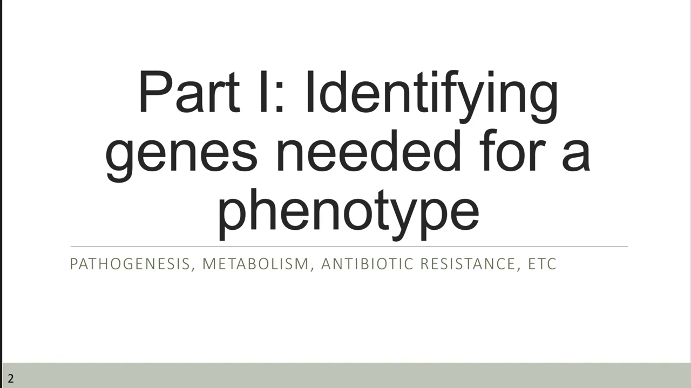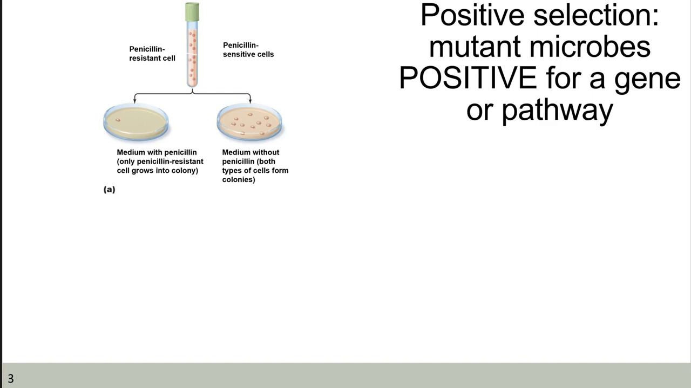So we're going to break this into two parts. Part one is identifying genes that are needed for a phenotype. This phenotype could be almost anything. It could be pathogenesis, it could be metabolism, it could be antibiotic resistance, it could be lots of different things. So we're going to start out with positive selection.